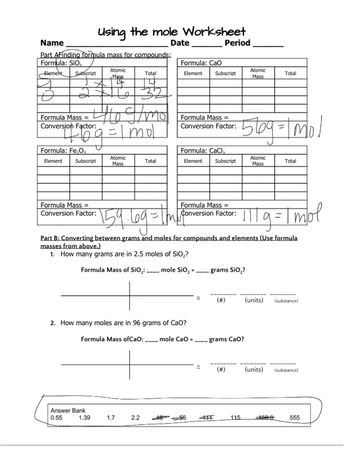Okay, now part B is when you go back and forth between grams and moles. So in number 1, they want to know how many grams from 2.5 moles of SiO2. The part right here comes from part A. So if we look back up here at SiO2, we got 46 g equals 1 mole. So we'll put a 1 here and a 46 here.